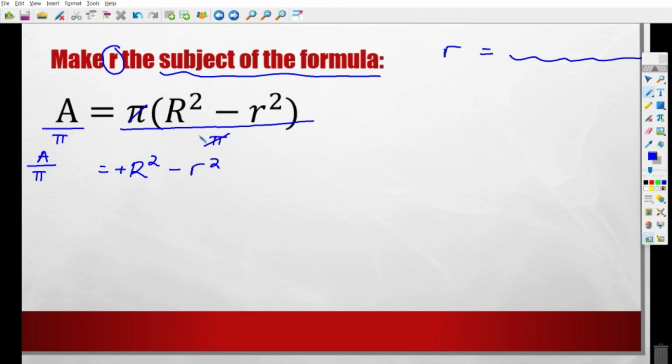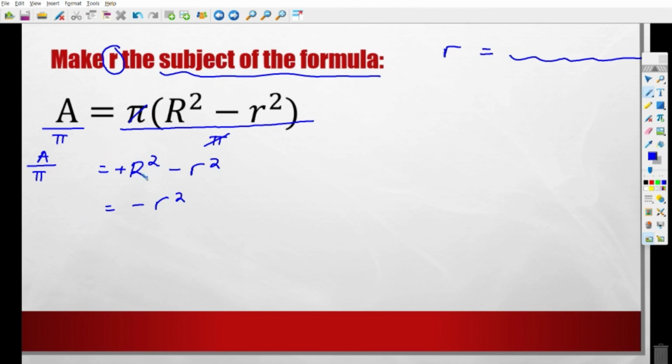Negative. So I'm going to get rid of this. I want to get this little r by itself, so I'm going to get everything away. I need to minus big R squared on both sides. If I minus R squared on this side, it's going to cancel. I'm left with R squared. Basically what I'm doing is I'm going to take this over.